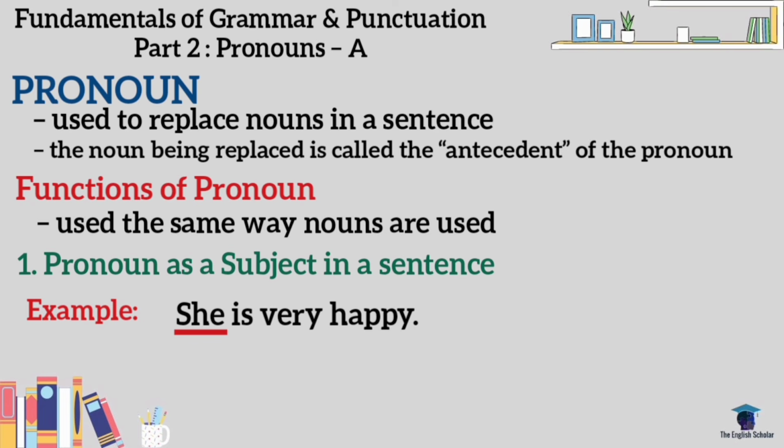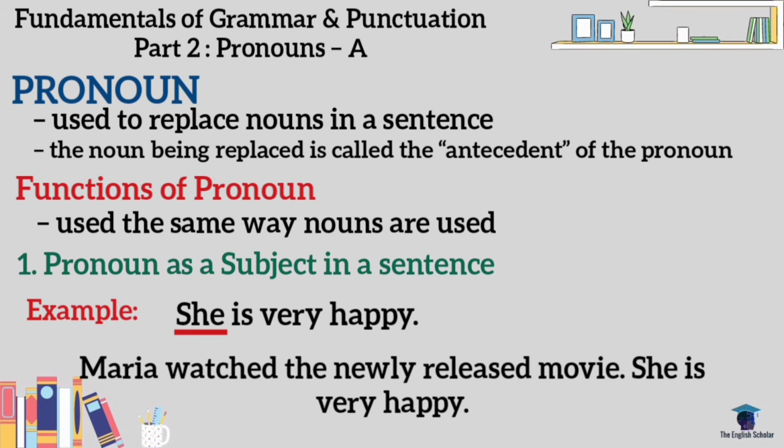Whoever she is, we know she is a female. Usually, we will know who this person is because her name is mentioned in the first sentence of a paragraph or series of sentences. Her name could even appear in the sentence before this sentence. For example, Maria watched the newly released movie. She is very happy. In the sentence, she is very happy, we know that she is referring to Maria because her name appeared in the first sentence. We use she as a substitute to Maria.